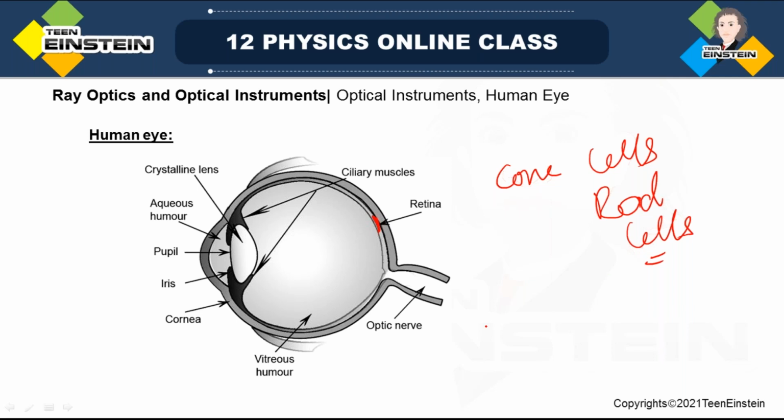So what is the role of the cone shape cell? This cone shape cell is sensitive to colors, whereas rod shape cells are sensitive to the intensity of the light. So in this way, we can see that in the inner wall of the retina there are light sensitive cells.